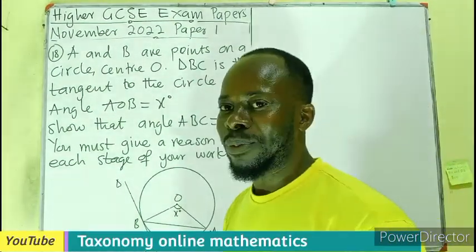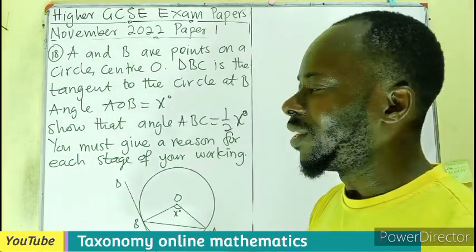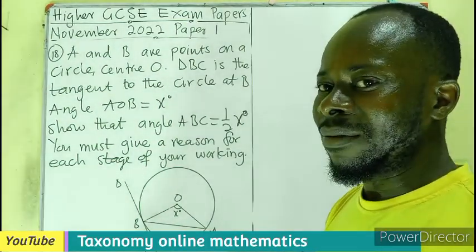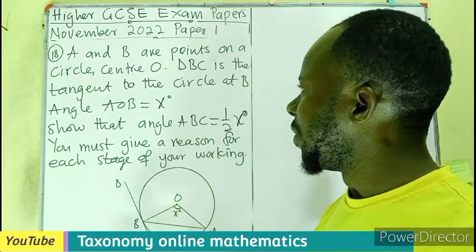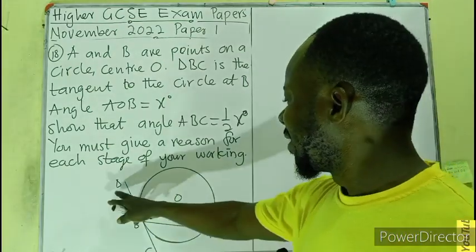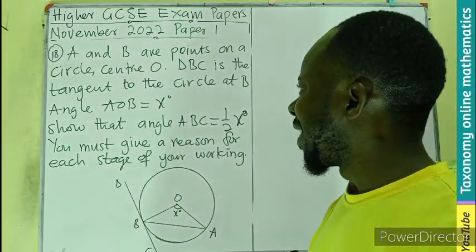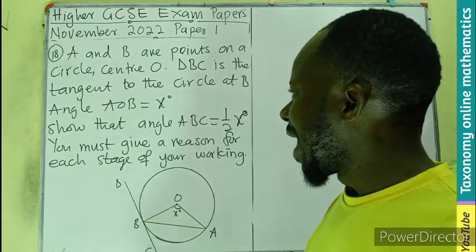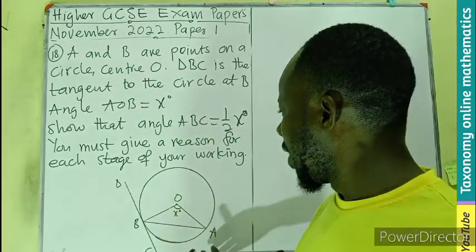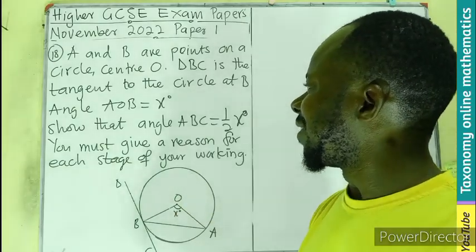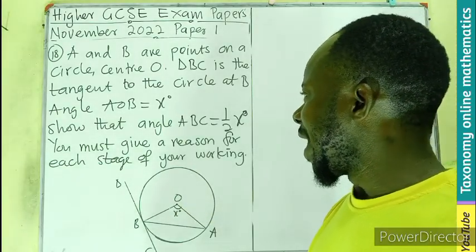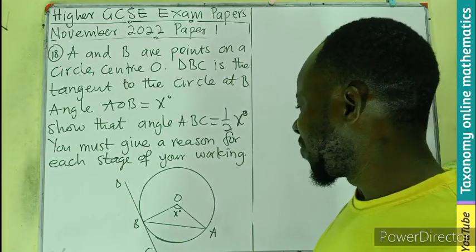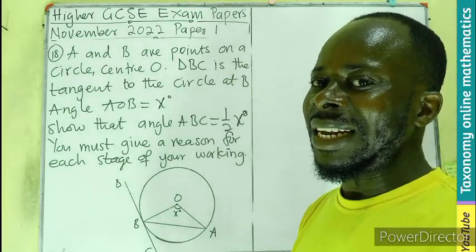Higher Education paper 1, November 2022. A and B are points on a circle with center O. BC is a tangent to the circle at the point B. The angle AOB is x degrees. We have to show that the angle ABC is half the angle at the center there.